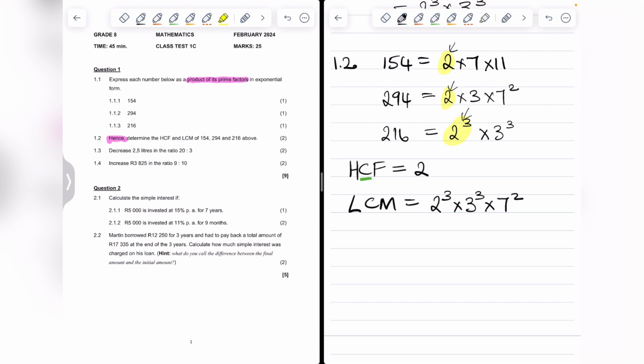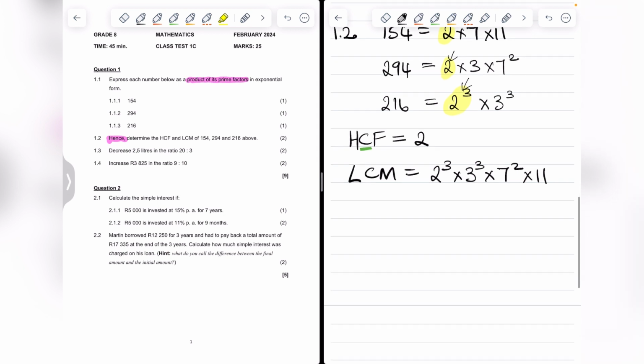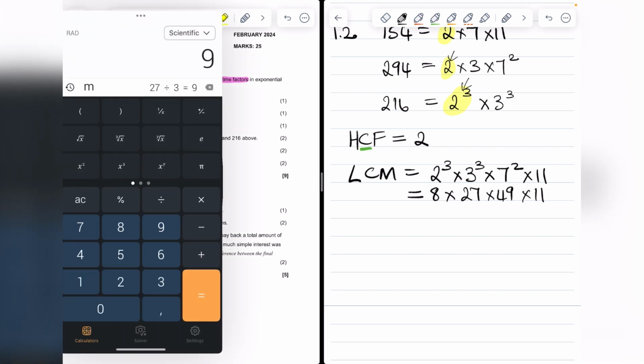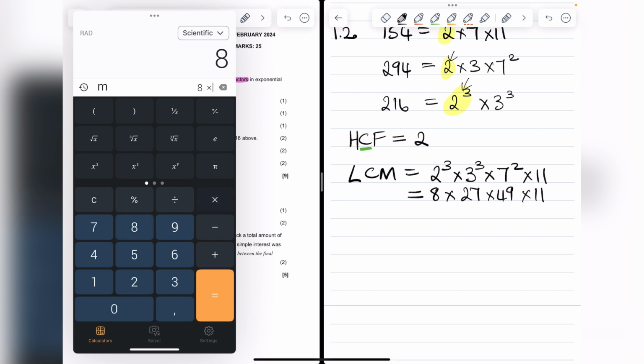Then for 11, there's only one 11, so that's the 11 that I will use. I need to include that. Remember, everything must appear there. So basically, the LCM needs a representative of everything. So then 2 to the power 3, so that is 8 times 27 times 49 times 11, and that of course you will need a calculator for. So that will be 8 times 27 times 49 times 11, and that gives you an LCM of 116,424.